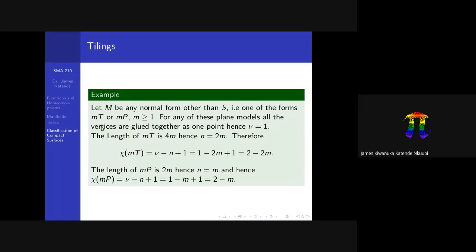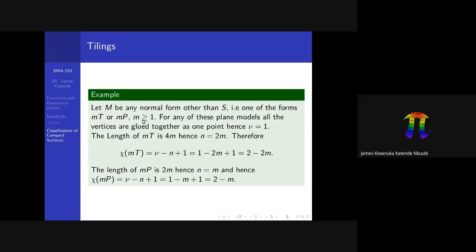So suppose we pick a normal form, one of the normal forms for the compact surfaces. We saw that orientable compact surfaces can be written as MT, or M copies of the torus, and non-orientable compact surfaces can be written as MP. I think we even checked that the Klein bottle is equal to 2 copies of a projective plane.